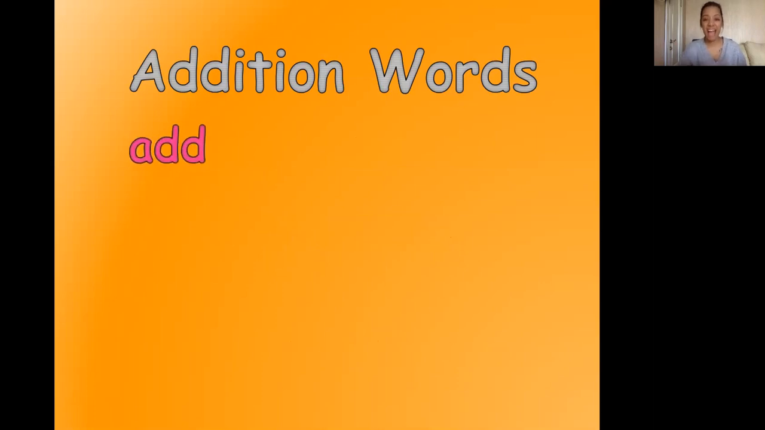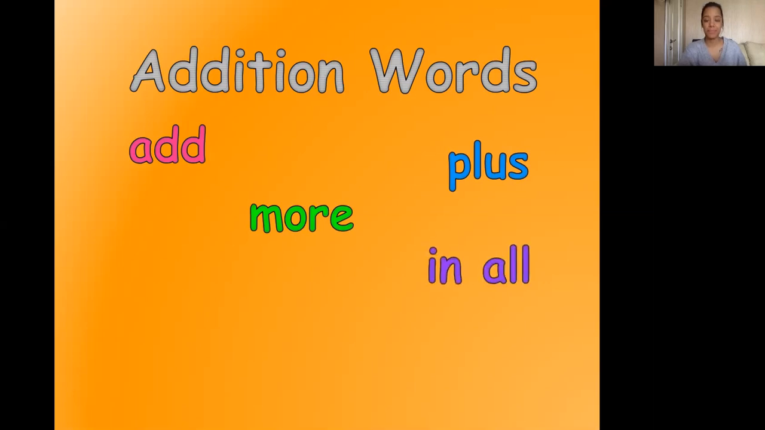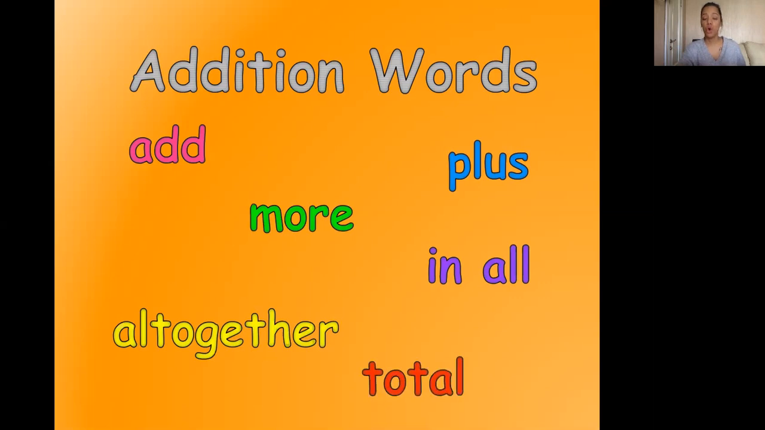So if I say add 2 and 2, it means 2 plus 2. If I say plus, there you go. If I say 2 plus 2, means add. More. I have 5 cookies. I get 5 more. I'm adding. In all, okay? In all means that I'm also looking at a total, which is going to be one of our words as well, all together and total.